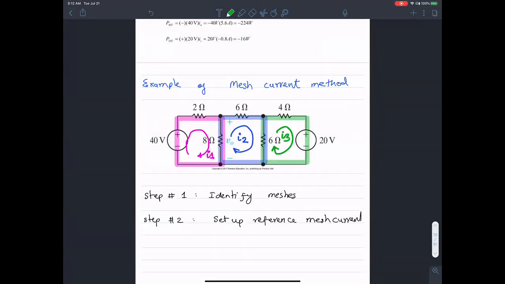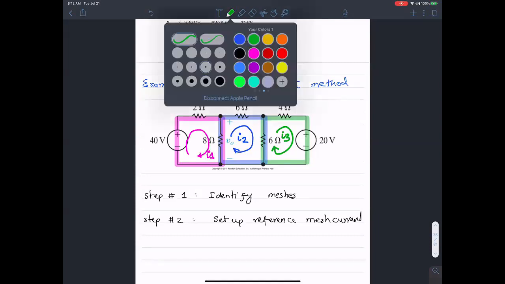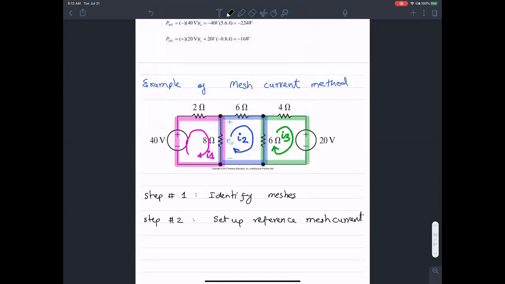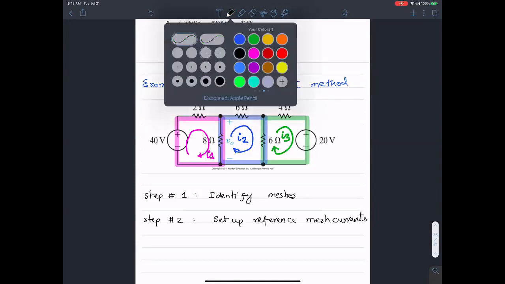Okay, in order to follow the convention, I assume that the reference current direction is clockwise. I assume a clockwise direction for the currents. Okay, set up reference mesh currents for each mesh.